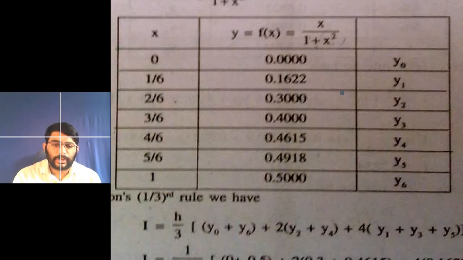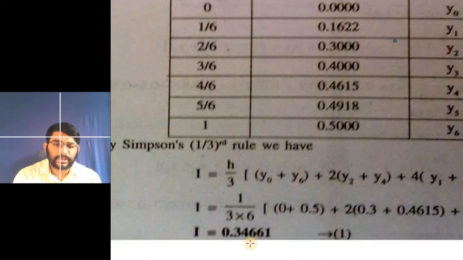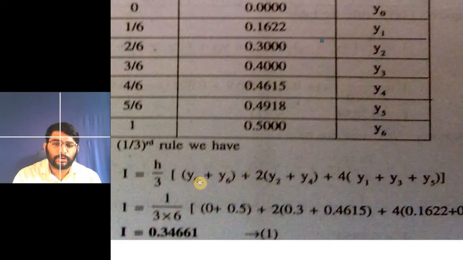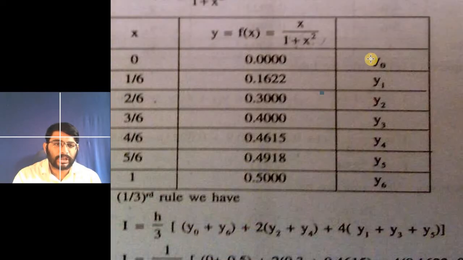Now let us go through the formula. What is the formula? Simpson's one-third rule: I is equal to h divided by 3 into y0 plus y6. What is the first ordinate? The first ordinate is y0, and the last ordinate is y6. What are the remaining values? 2 into the sum of even numbers. What are the even numbers here?